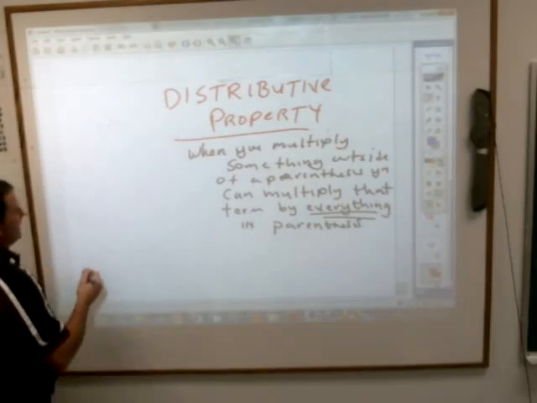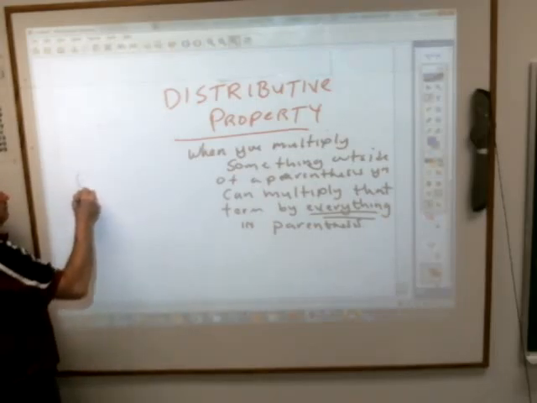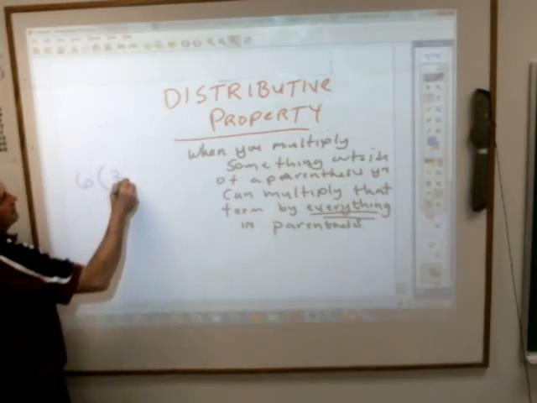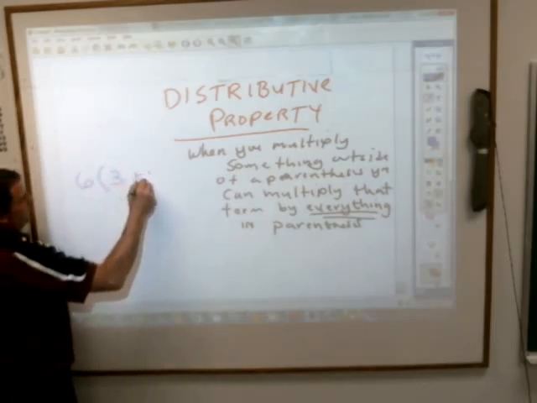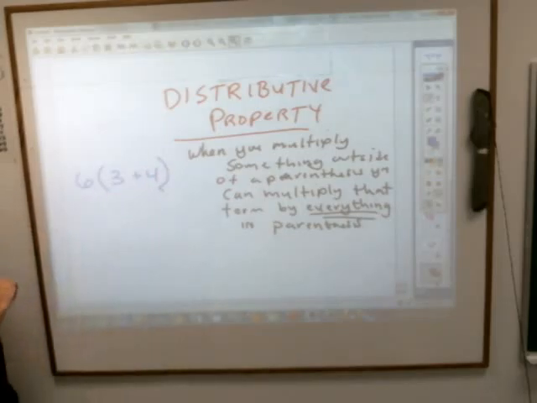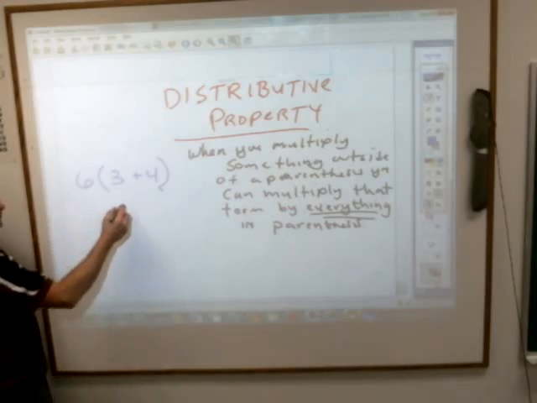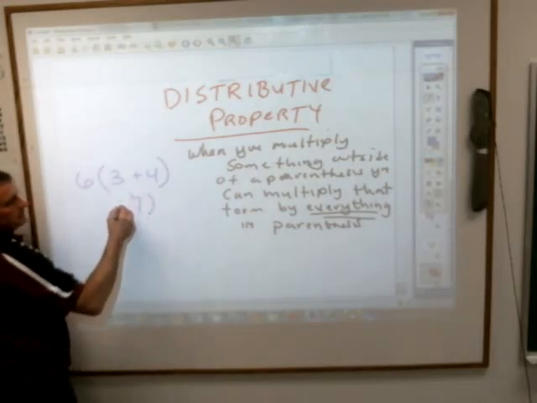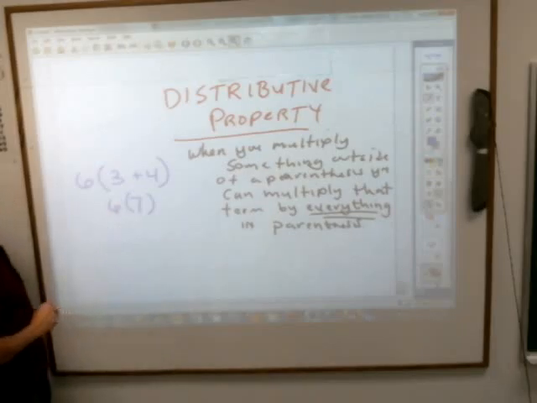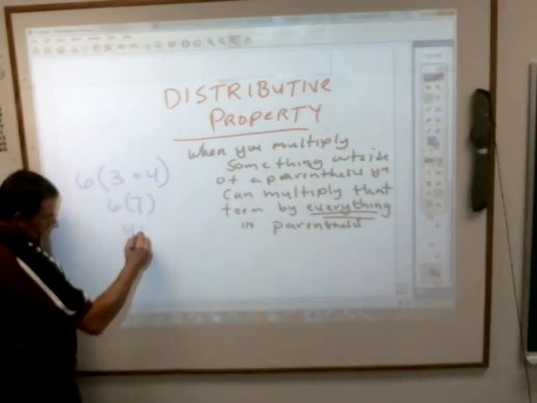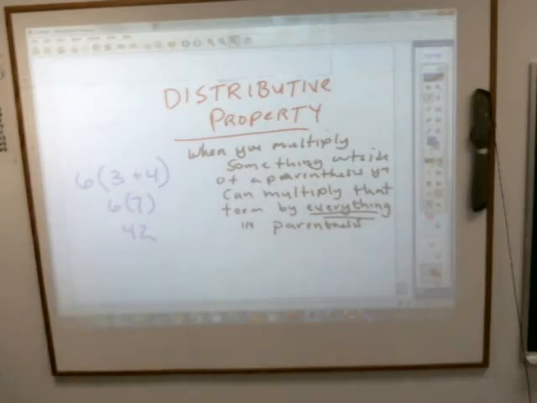It's based on this fact right here. Write this out. If you have 6 times 3 plus 4. Okay, normally when we do this problem, what do we do? Colton, shoot. You add 3 plus 4 and you get 7, right? And then as your last step, you do what? 6 times 7, and the answer is, Colton? 42. Okay? The distributive property says this.